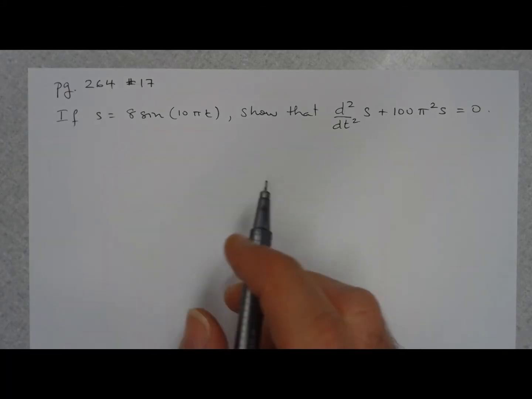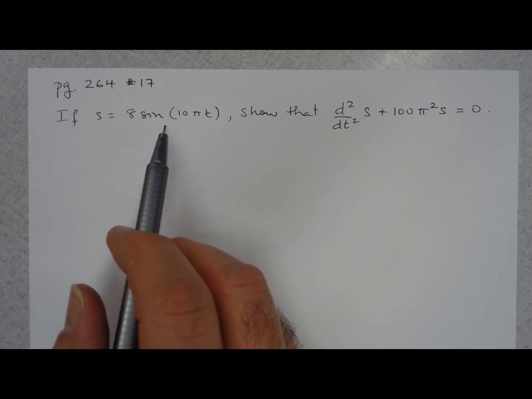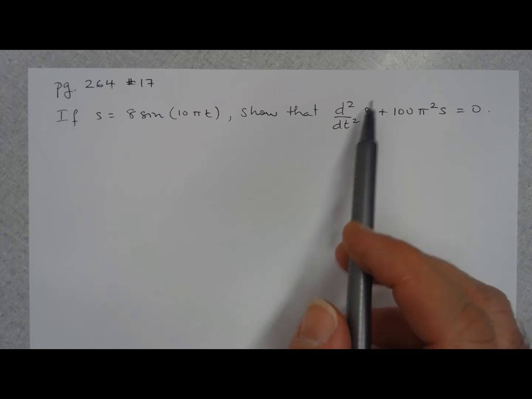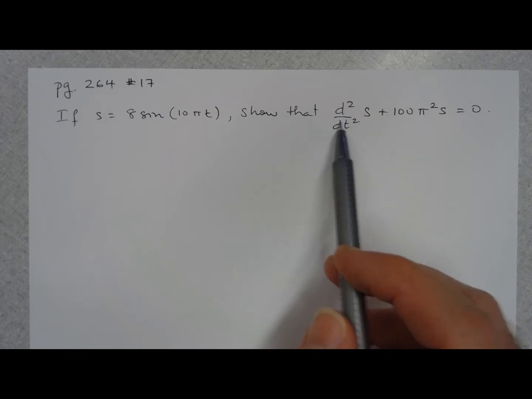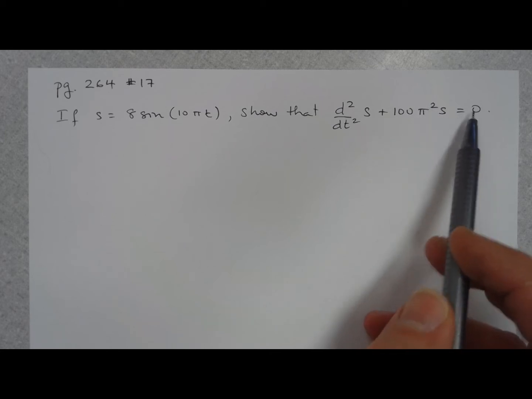Hi, folks. We're going to take a look at page 264, number 17. So here they give us this position function with respect to time, and they want us to show that this equation is satisfied. What this equation says is that the second derivative of s plus 100 pi squared times s should be equal to 0.